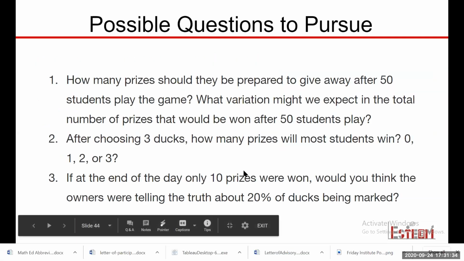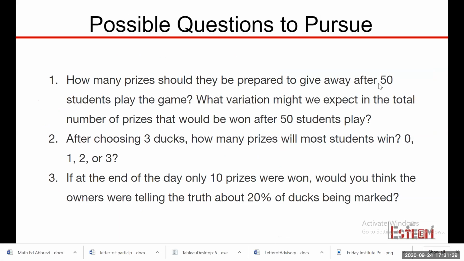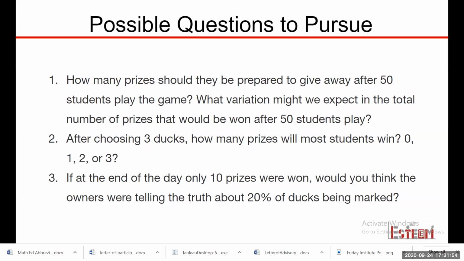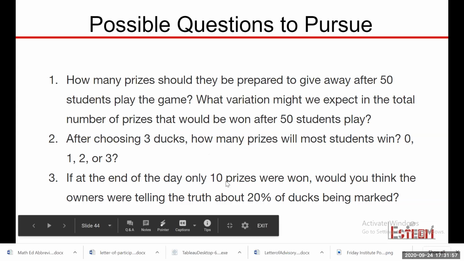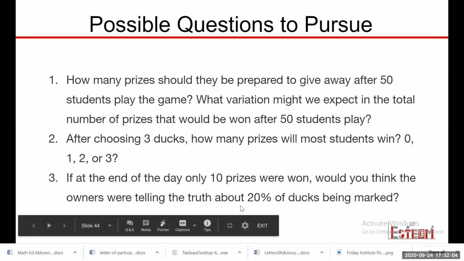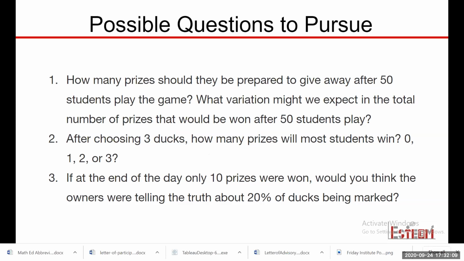So I have a couple questions here. How many prizes should they be prepared to give away after 50 students play the game? What variation might we expect after 50 students play? How many of the kids will win no prizes, 1 prize, 2 prizes, 3 prizes? And at the end of the day, if there were only 10 prizes won, do you think the owners were telling the truth about 20% of the ducks being marked? What would surprise you on either end, low prizes or high prizes?